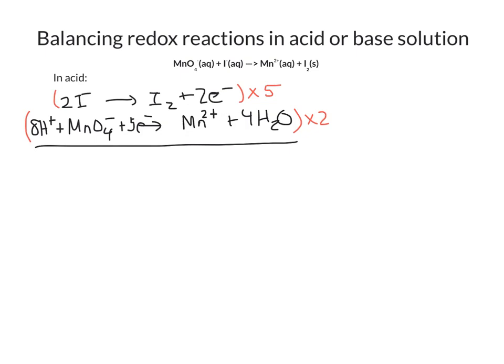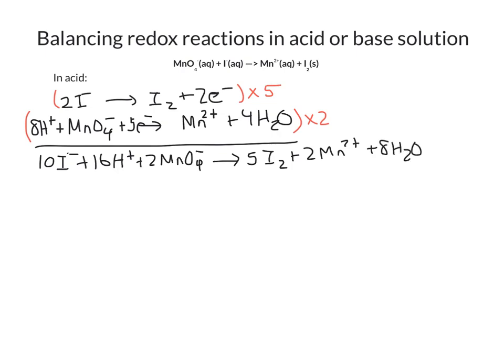So if I do that and then add things together, I'm going to have 10 I minus, because 5 times 2 is 10, 10 I minus. Let's make that an I minus. Okay, 10 I minus, and then I have 2 times 8 is 16 H plus, and 2 times 1, so I have 2 permanganates. Okay, my electrons are going to cancel, and then I have 5 I2 plus 2 manganese 2 plus, 8 waters. And that should be my balanced equation.